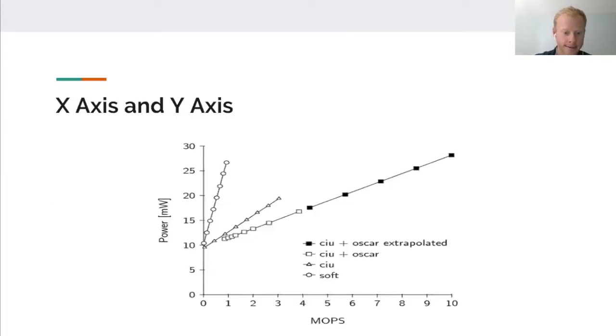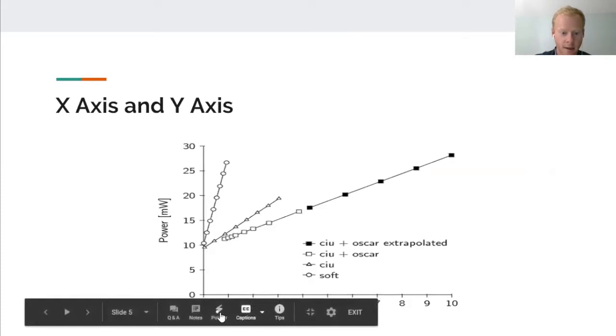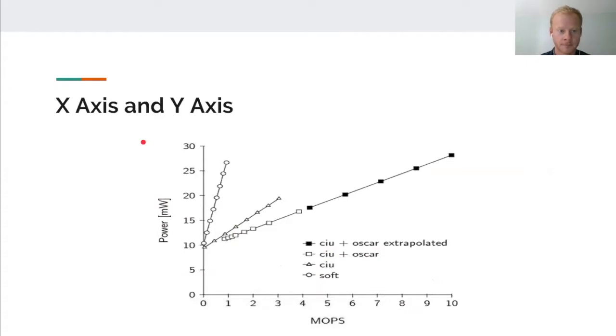The x-axis is the horizontal line on a graph, and the y-axis is the vertical line. And we'll talk more about that in the mission.